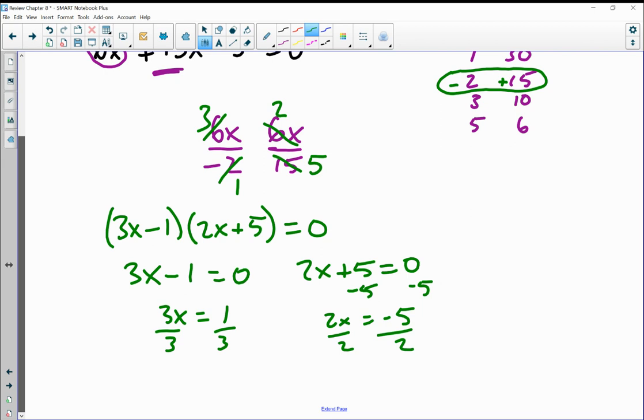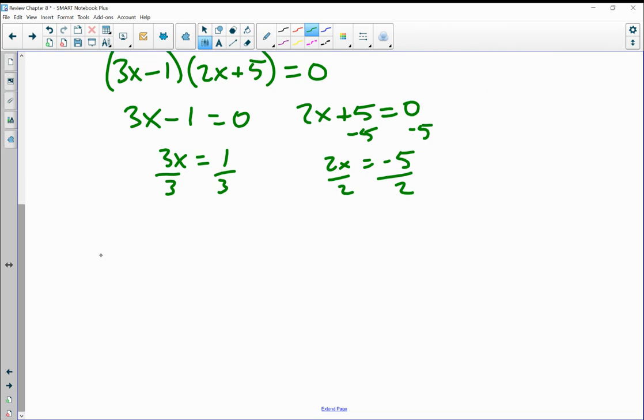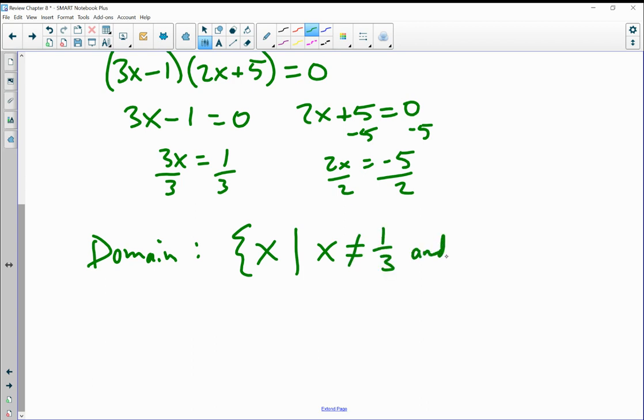Okay, so now we could go into our expression for the domain. So we know that we would have our set builder notation, all x's such that x does not equal 1/3 and x does not equal -5/2. Okay, and that would be it. That would be our domain. Okay, let's take a look at our next one.